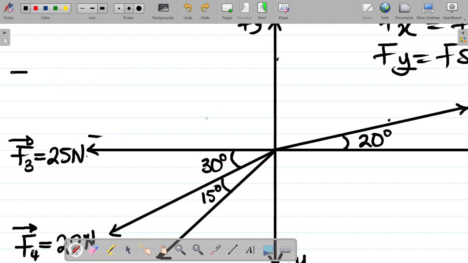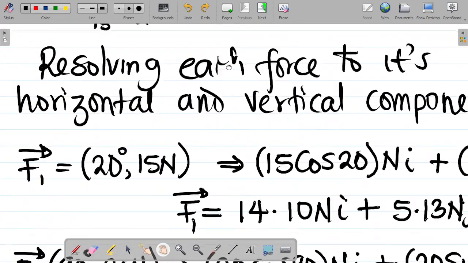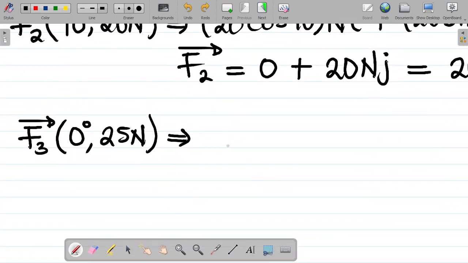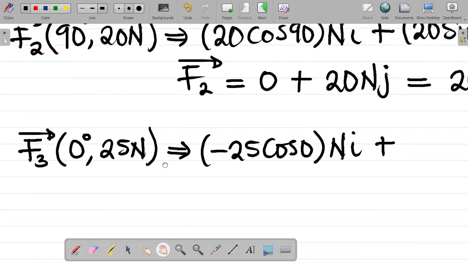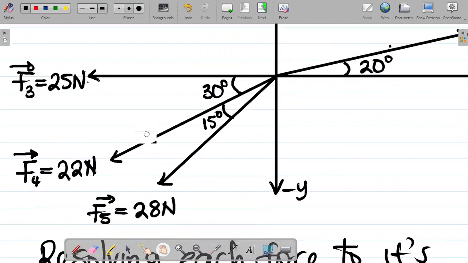What's the value of F3? The value of F3 is given as 25 Newton. So this becomes minus 25 cos 0, as we said. Of course, this will be in Newton, and of course in I, because I'm resolving to the x-axis or the horizontal axis, plus let's resolve to the vertical axis.